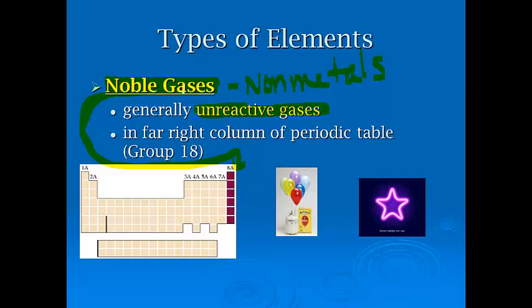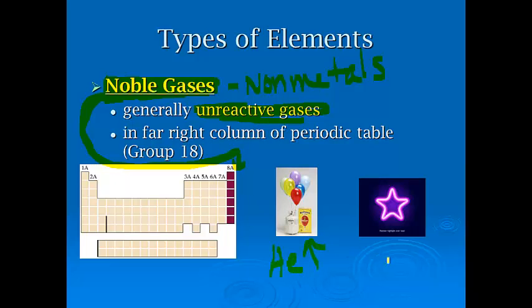But they're very unreactive, and the name comes from looking at society and history, and that nobility in a lot of ancient societies didn't like to mix with the other classes. They felt themselves too important or too worthy to mix with anyone else, and that's where the name noble gases come from. They're very unreactive, and they're in the far right of the periodic table.